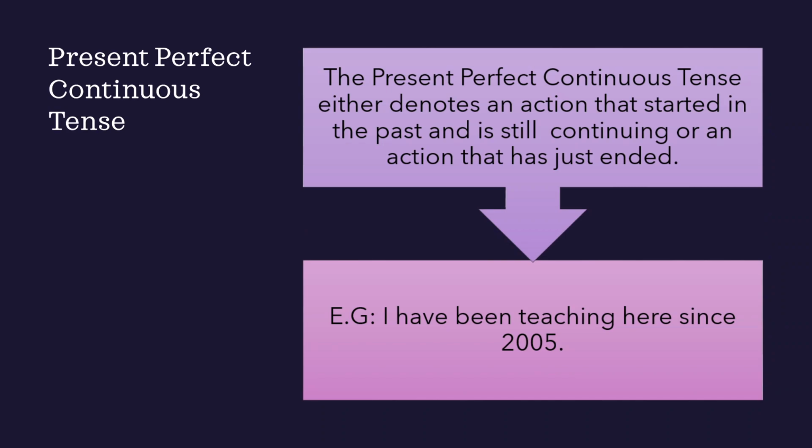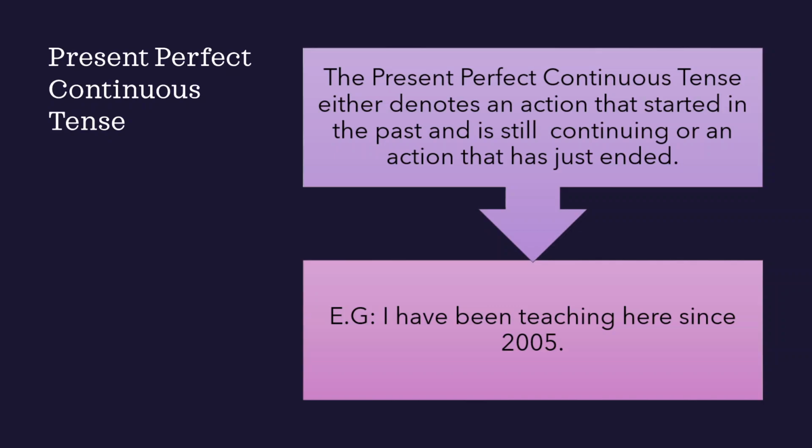Now let us look at the present perfect continuous tense. It is used to either denote an action that started in the past and is still continuing, or an action that has just ended. For example, I have been teaching here since 2005. This sentence tells us about an action that started in 2005 and is still continuing in 2021.